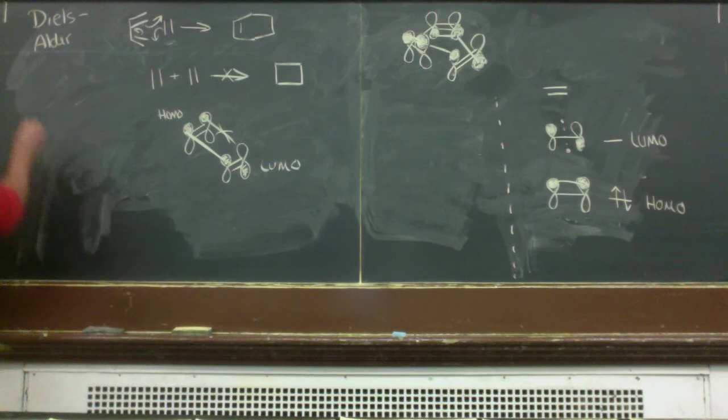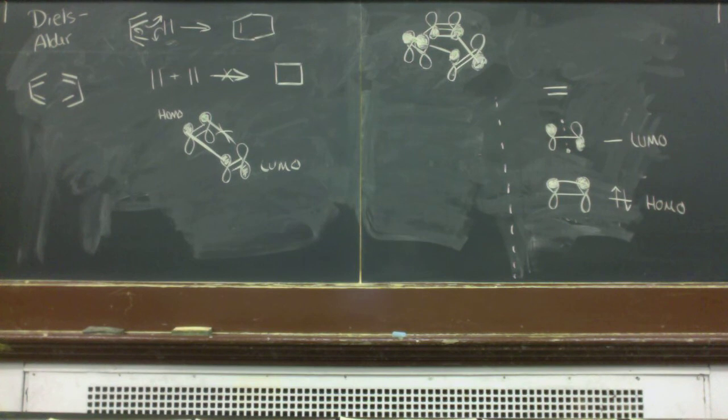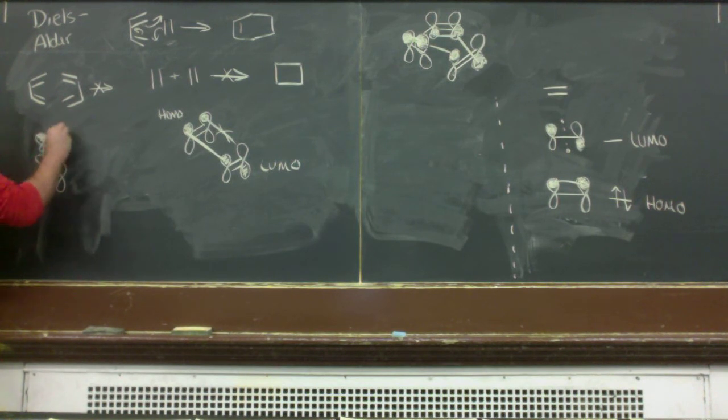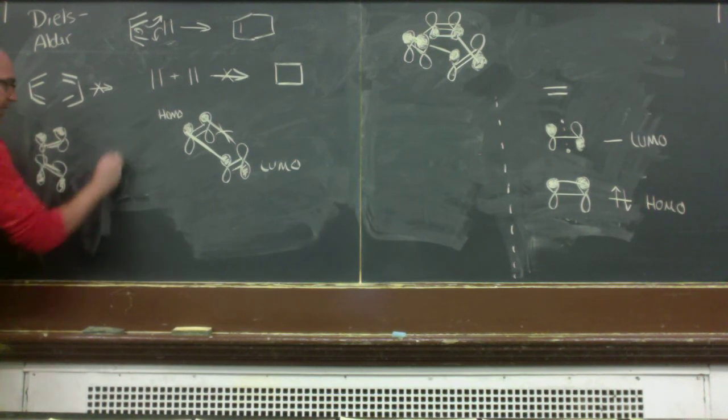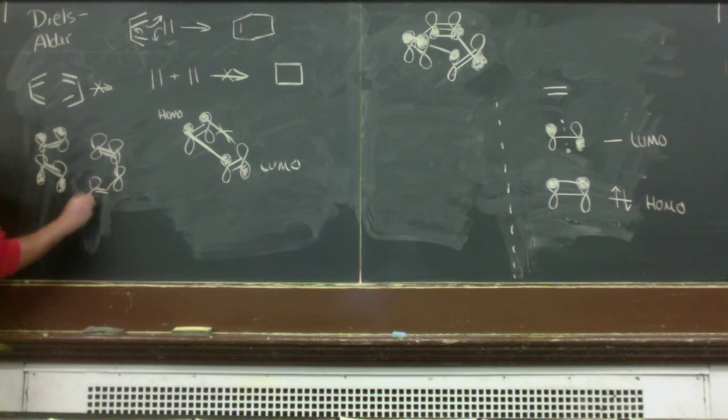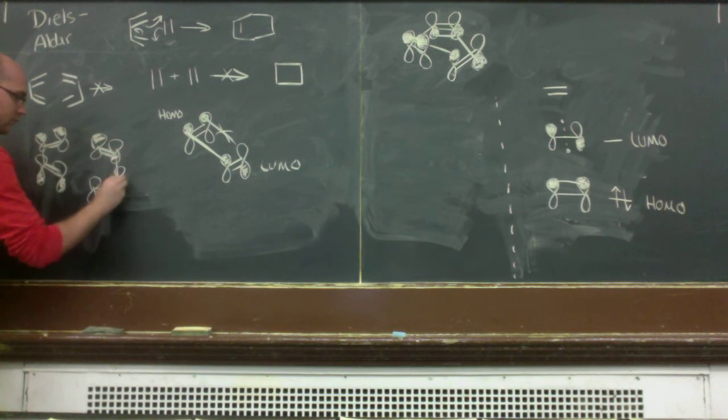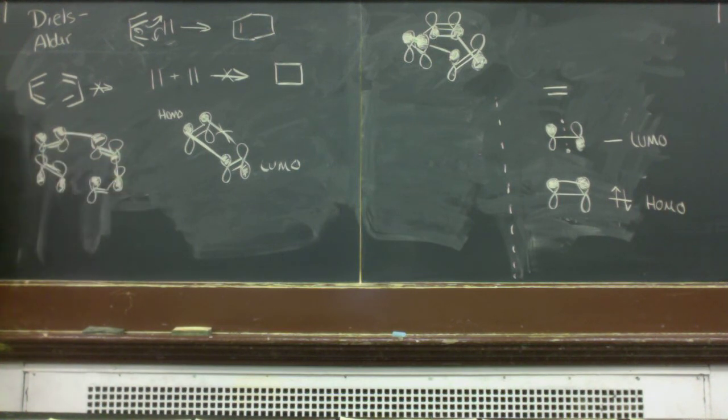Same thing with the idea of 4 + 4. If we're going to try to do 4 + 4, that's not going to work either. Again, if we go through the system here, we take the HOMO of one and try to react it with the LUMO of the other, what we'll see is that one side matches, but the other side doesn't match.